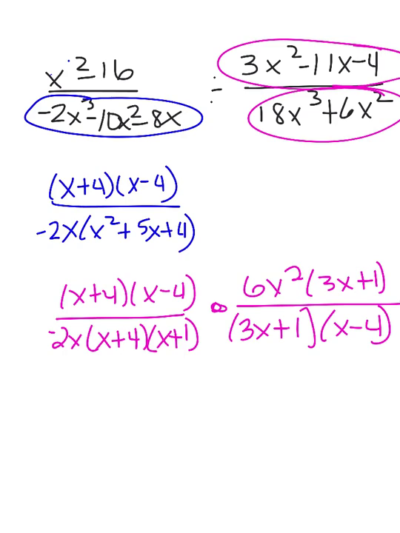So x plus 4 and x plus 4 reduce to 1 and 1. x minus 4 and x minus 4 reduce to 1 and 1. 6 and 2 reduce to 1 and 3. x squared and x reduce to 1 and x. And 3x plus 1 and 3x plus 1 reduce to 1 and 1.